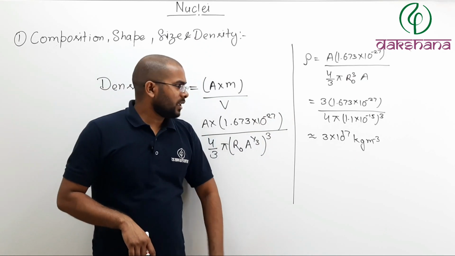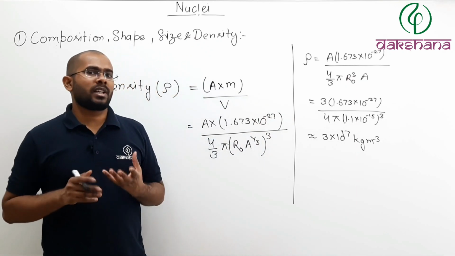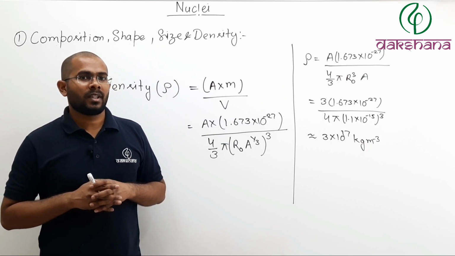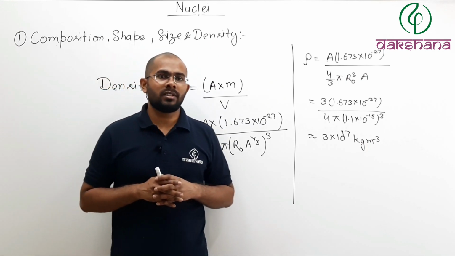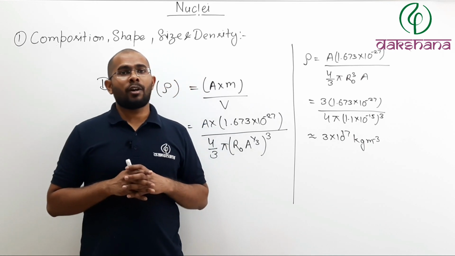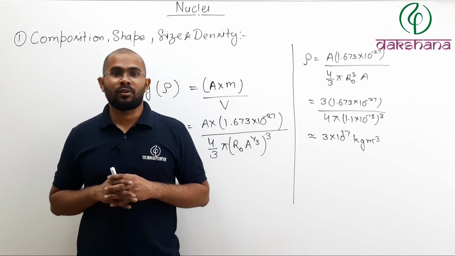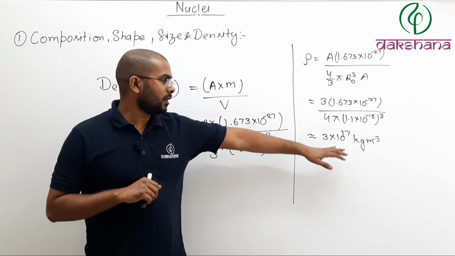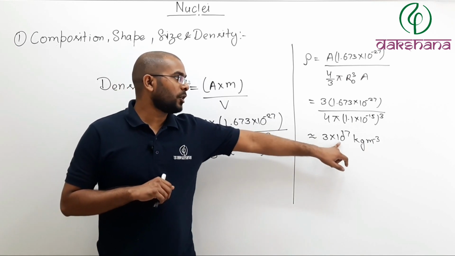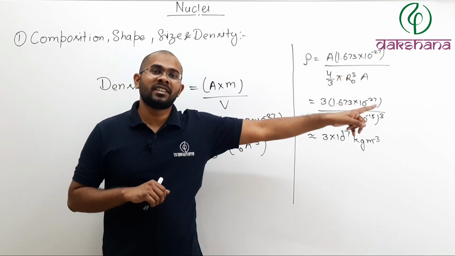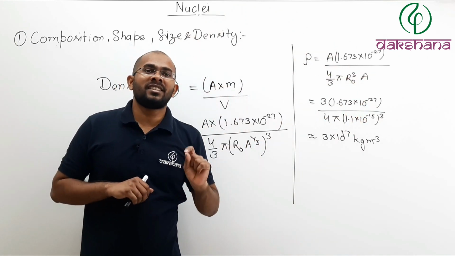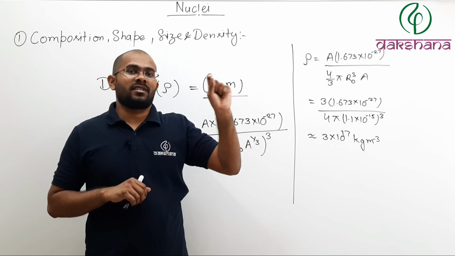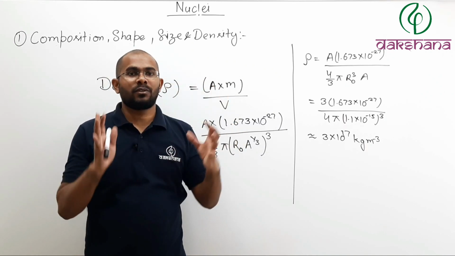Now, if you want to compare how dense this is, then compare with water. What is the density of water? Density of water is 1000 kg per meter cube, 10 to the power 3 kg per meter cube. And what is density of nucleus? 3 into 10 to the power 17. So nucleus is 10 to the power 14 times denser than your water.